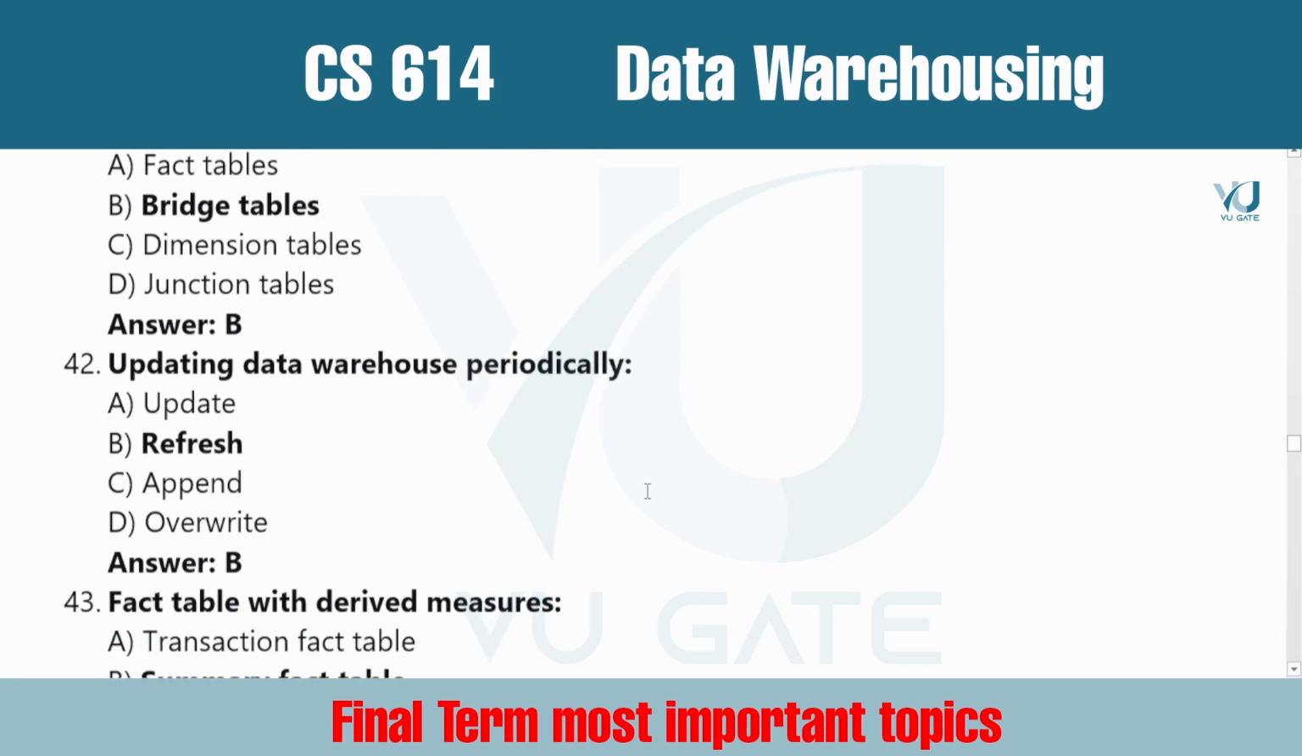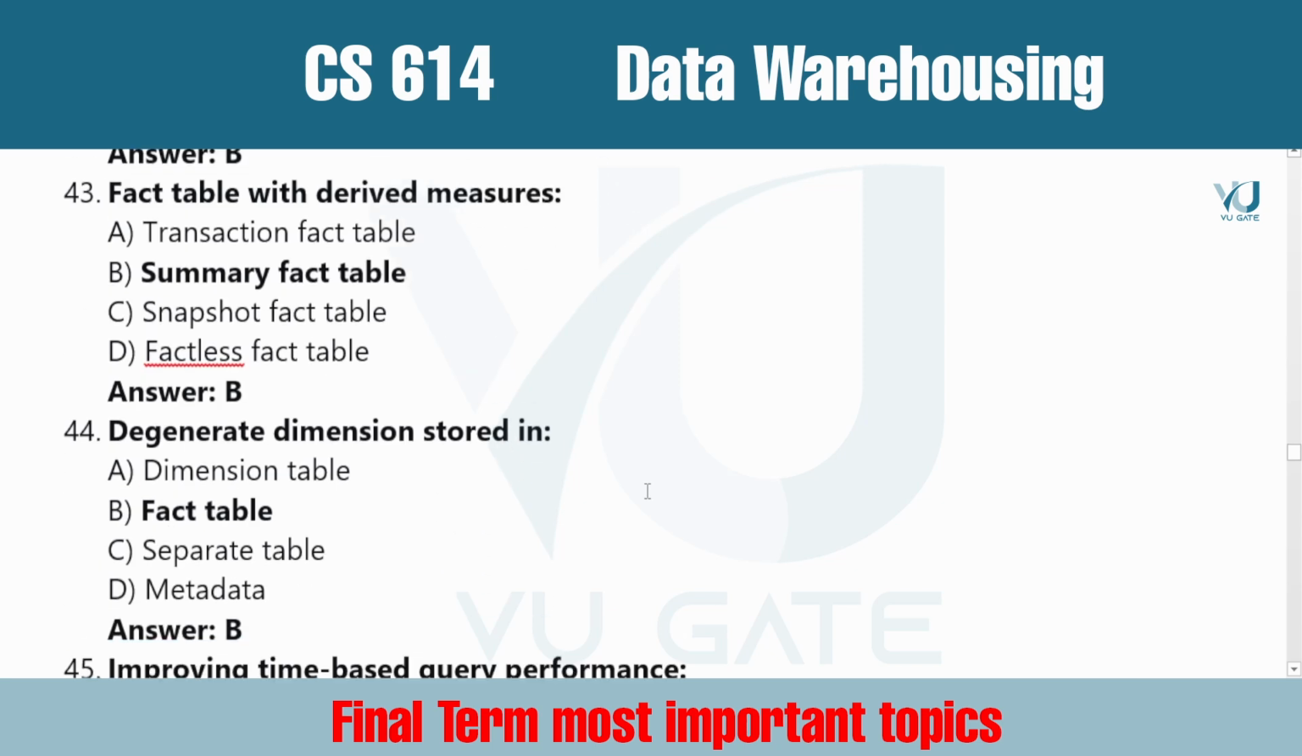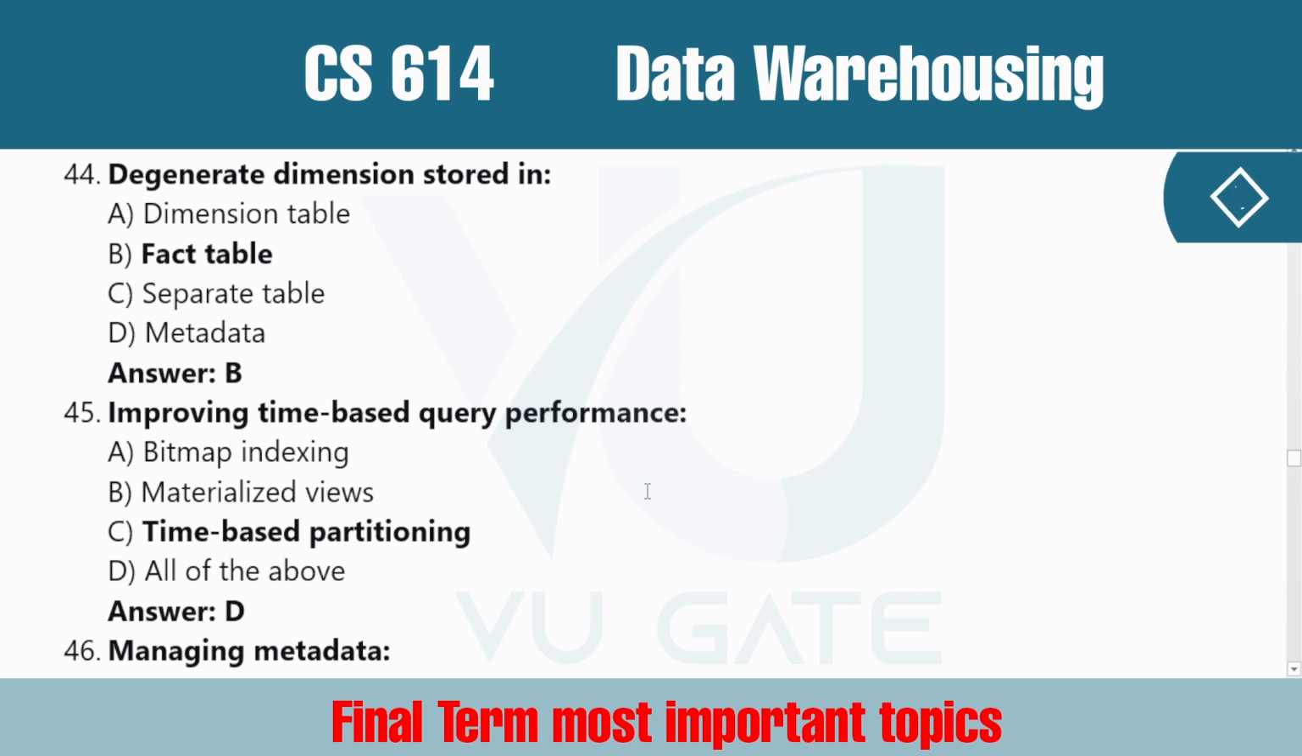Question 43, fact table with derived measures. The correct answer is option B, summary fact table. Question 44, degenerate dimension stored in. The correct answer is option B, fact table.